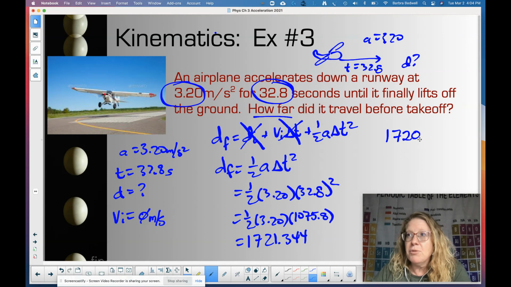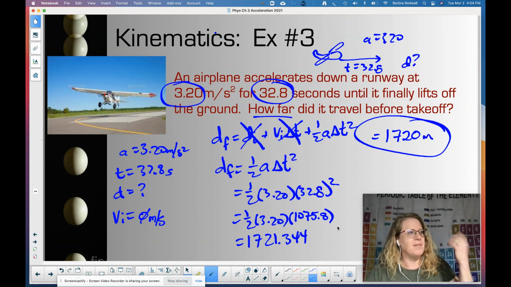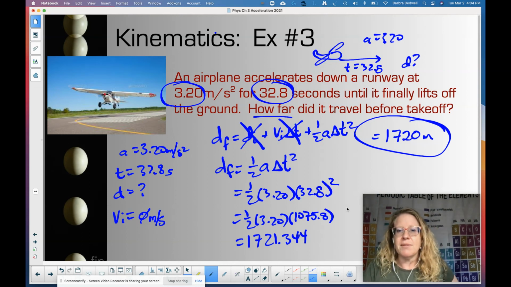And then we want to use units. What are we doing? How far did it travel? How far is a displacement? So our final answer is going to be in meters. And it traveled 1720 meters. That's 3 sig figs in final units.